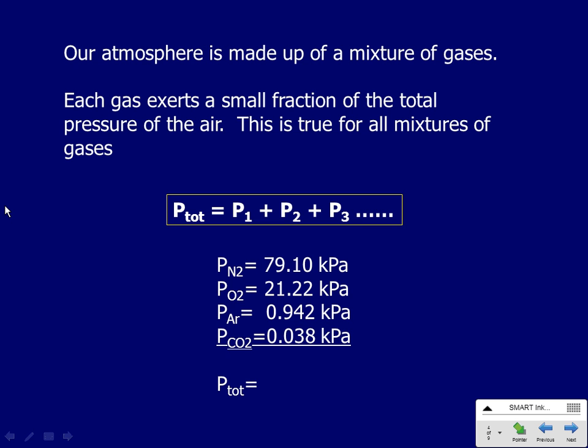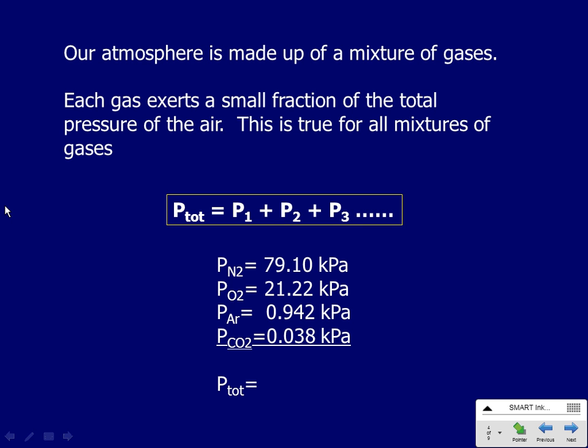So this is P with a subscript, and that's supposed to be N2. That represents the pressure of the nitrogen. But I can't have a subscript on a subscript in PowerPoint, so that's why the 2 is big compared to the N. 79.10 kilopascals of the atmosphere is due to nitrogen. Oxygen, 21.22 kilopascals of the air is due to oxygen.